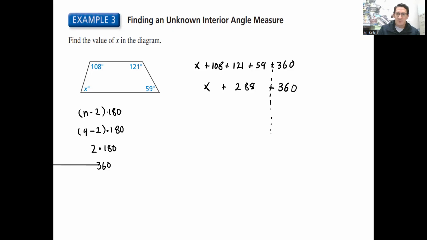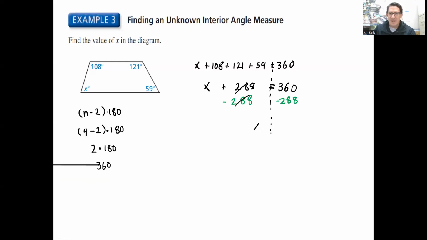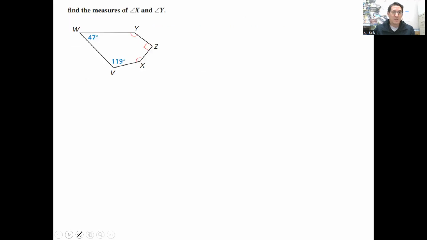So x plus 288 is equal to 360. From here, I'm just going to subtract 288 from both sides. Plus 288 minus 288 cancels out. I get x is equal to 72. Done. So this angle in here is 72 degrees. That's all you need to do for that: figure out the measure of the interior angles, set up an equation, and solve that equation.